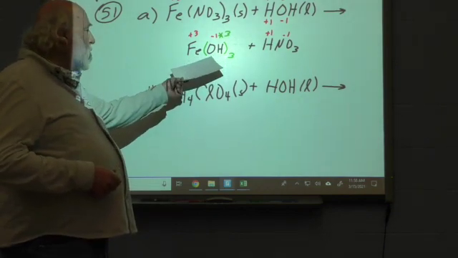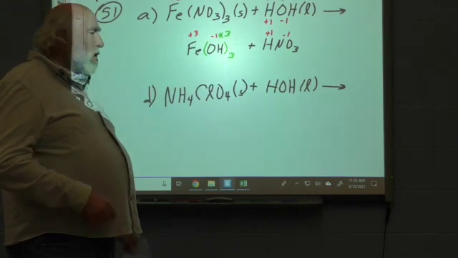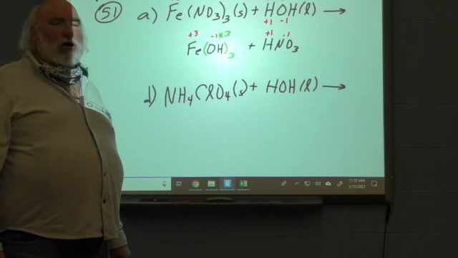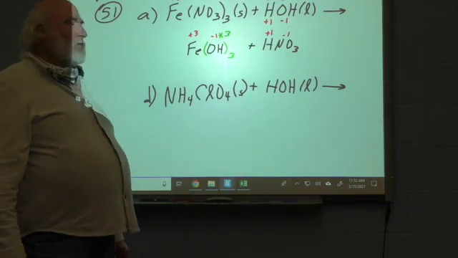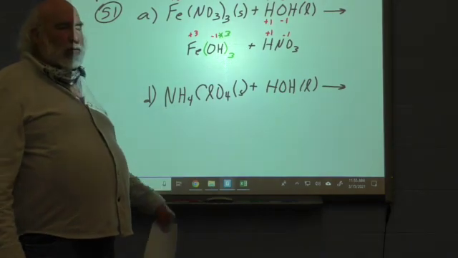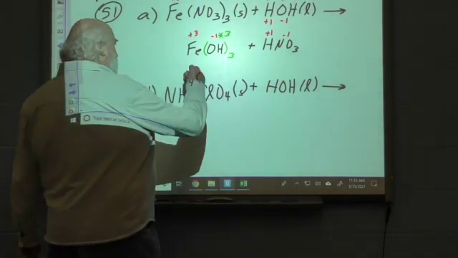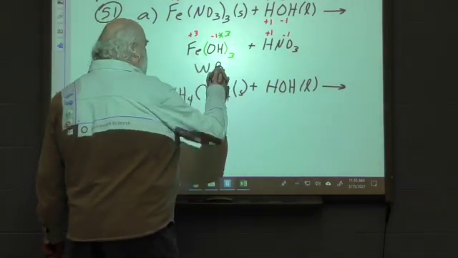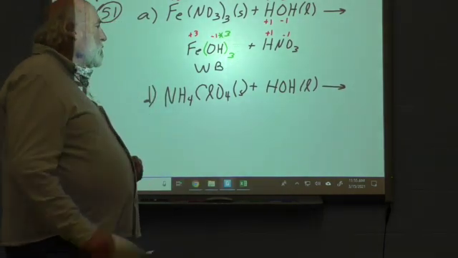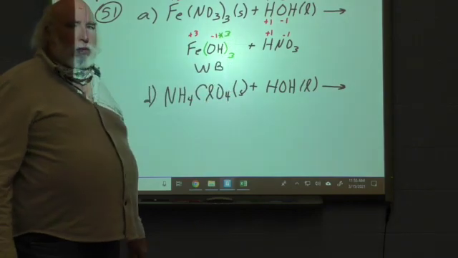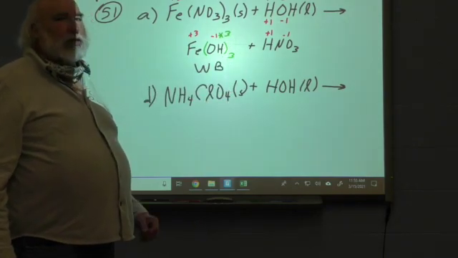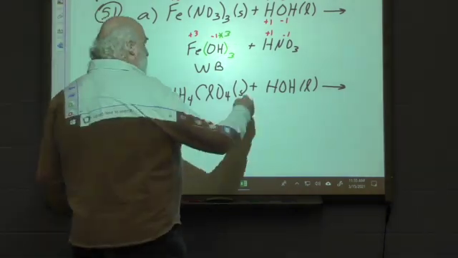So Fe(OH)3, or iron 3 hydroxide, is that on your list of strong bases? And the answer is no. Only the group 1 and half the group 2 metals are. So this is considered a weak base, which I will abbreviate as WB. Weak base. Is HNO3 on the list of strong acids? The answer to that is yes. This is a strong acid.